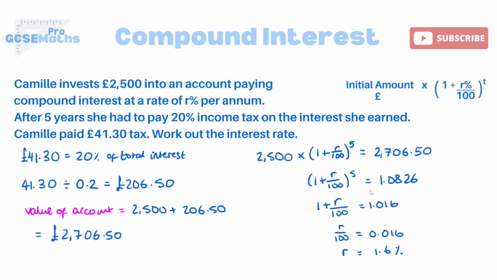Okay, so the second half is exactly the same as the previous question. We just had additional tax and reverse percentages to deal with at the start.